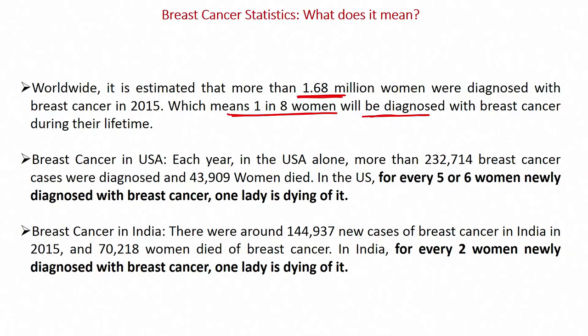Second, breast cancer in the United States. Each year in the USA, 2,32,714 breast cancers were diagnosed, amongst which 43,909 women died. That means in the US, for every 5 or 6 women newly diagnosed with breast cancer, 1 is dying. For every 5, 1 is dying.